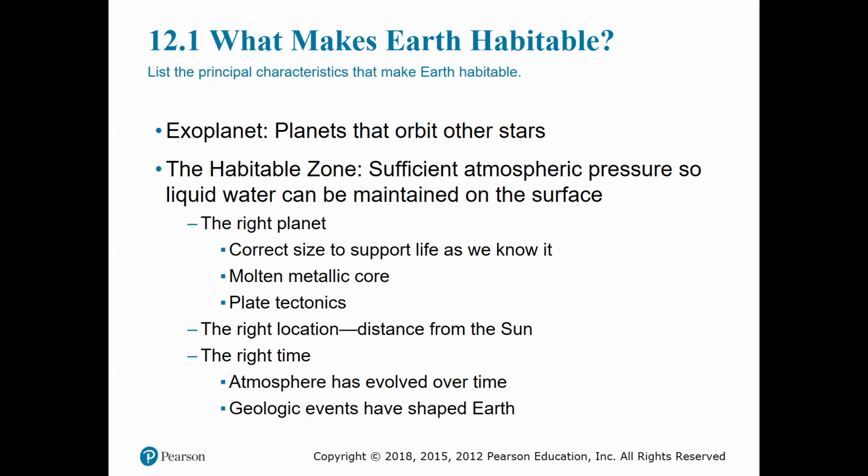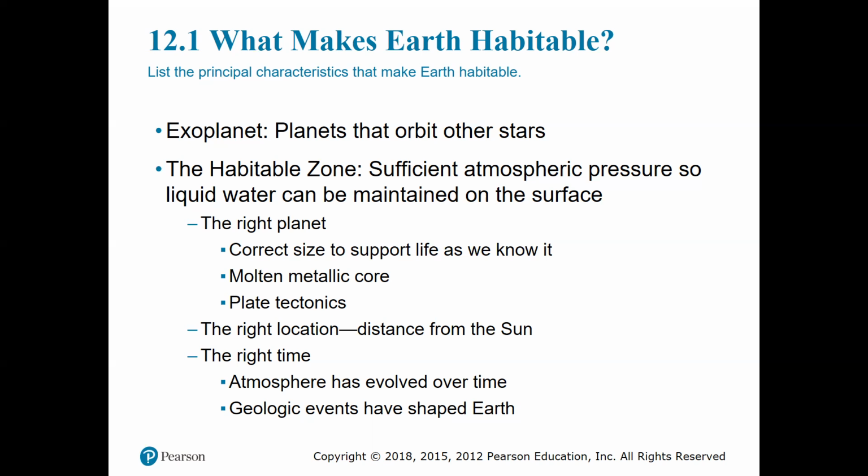We are the right location. We're the right distance from the sun. If we were 10% closer to the sun, our atmosphere would be different. It would retain more greenhouse gases, which would make Earth too hot. If it were 10% farther from the sun, it would be too cold. We wouldn't have a water cycle because the oceans would freeze.